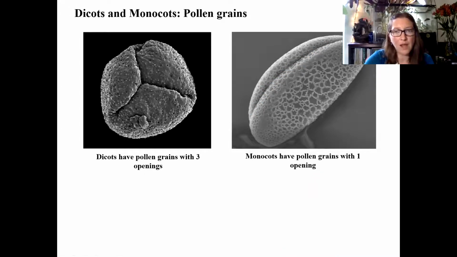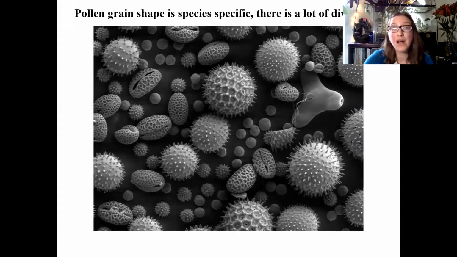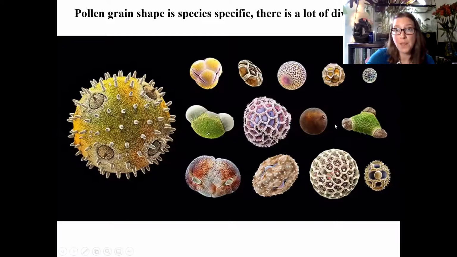You may think, why would I ever use pollen to tell monocots and dicots apart when I can just count the flower parts? Well, sometimes let's say you're somebody who studies fossils, and you might be looking in dirt or rocks for evidence of plants, and you may only find the pollen. And that might be your only way to tell what kind of plants lived at that time. Pollen shape is very different and diverse depending on the species. So there's a lot of diversity in pollen shape.